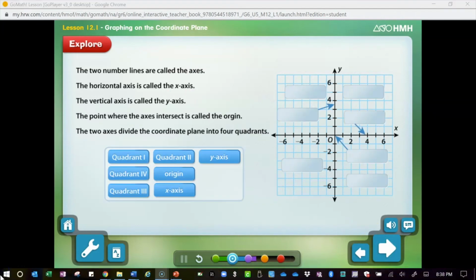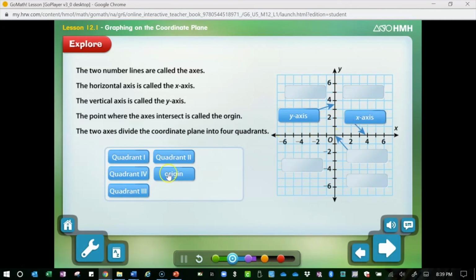Nice. So now we're going to label the parts of the coordinate plane. So the two number lines are called the axes. And this looks like it's just information from what we filled in before. So it's pointing to the y-axis right here. So this is the y-axis. And this arrow is pointing to the x-axis. This is pointing to the intersection of the two number lines at 0, and that's called the origin. So we're going to label that.